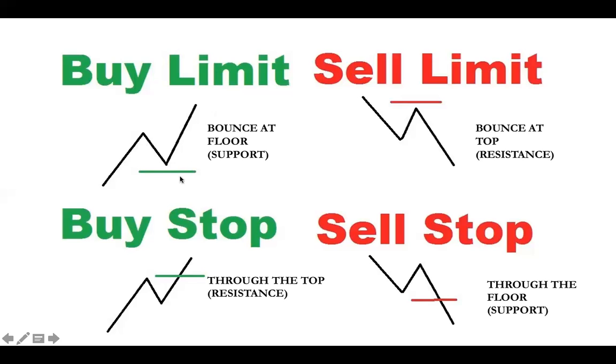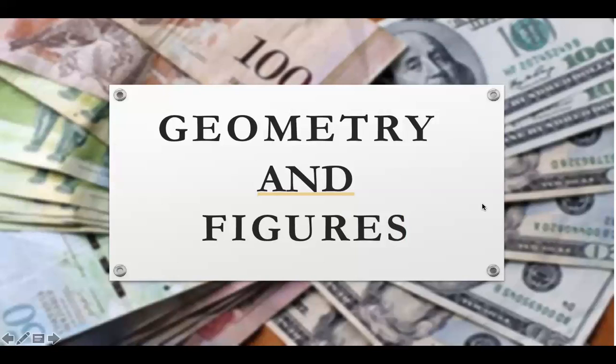This is how a buy stop works: through the top you can still take a trade. And for the sell limit, you can start taking from here, through the top and through the floor. This is support and resistance. The bounce at the floor is called support, and this is a resistance for this structure. So let us go to the next slide, which is geometry and the figures.